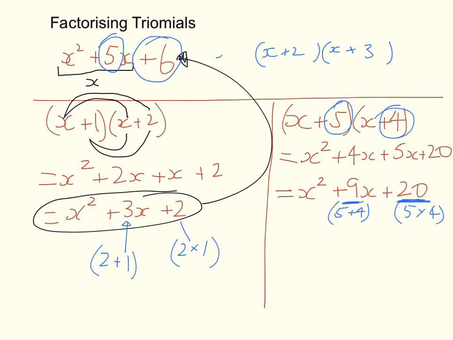We call that a trinomial. Tri just means 3. So we have 3 terms here, and can factor that as a pair. You could, of course, expand this out to confirm that that does give you x squared plus 5x plus 6.